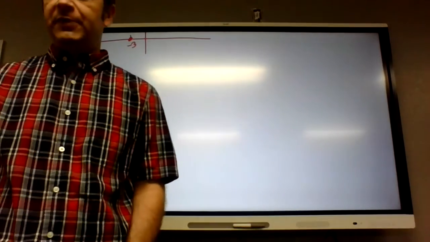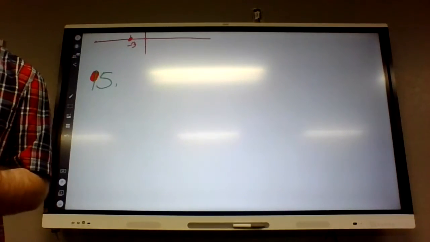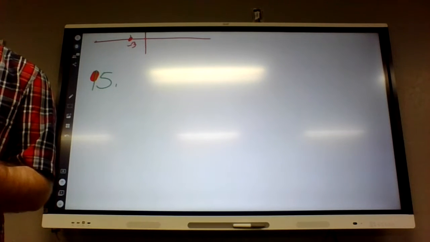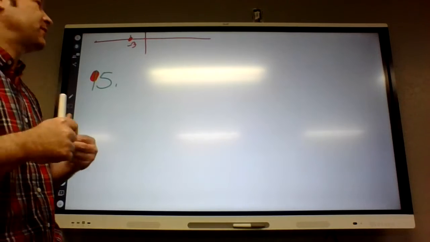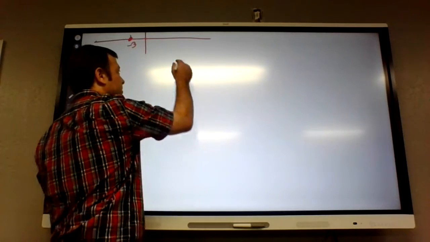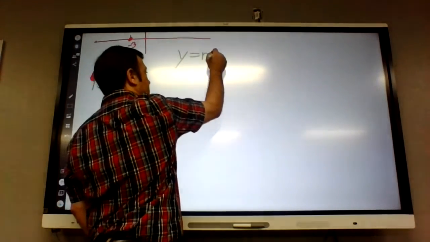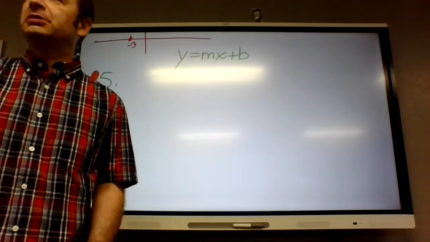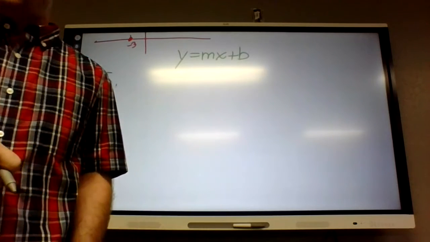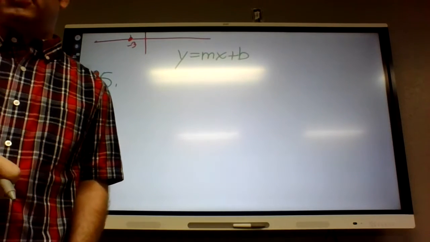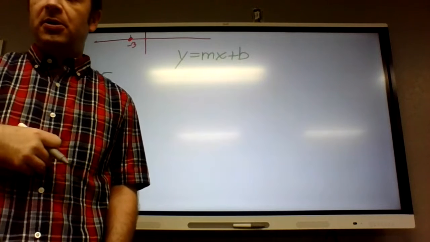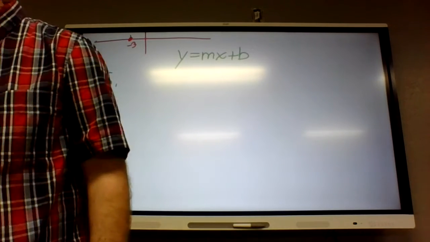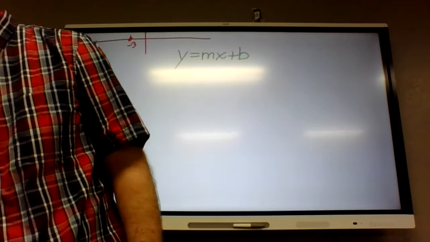All right, 15. We're supposed to write an equation of that line in slope-intercept form. What is slope-intercept form? Y equals mx plus b. What should I probably find first? Let's start with the slope since that comes first. So how do I find the slope? Find 2 points on the line, count the rise and the run.